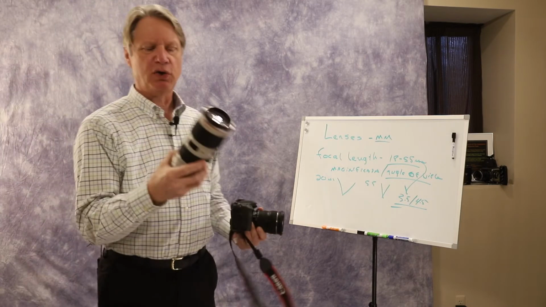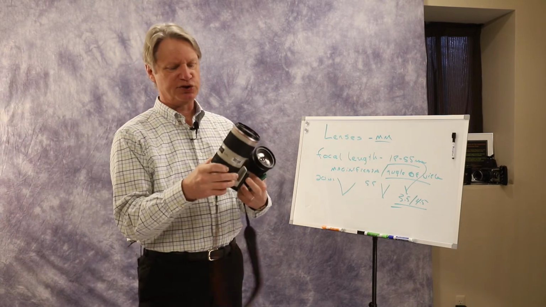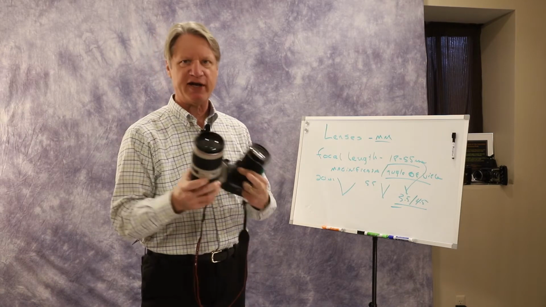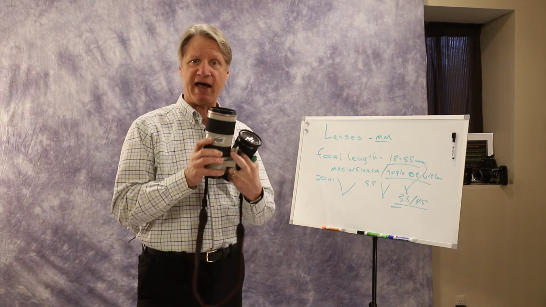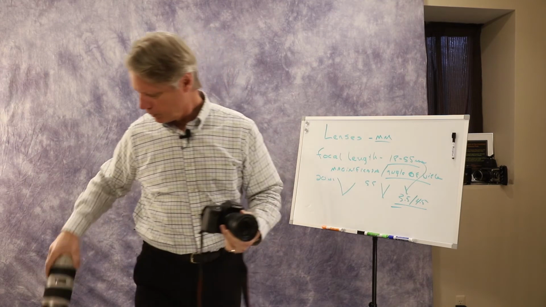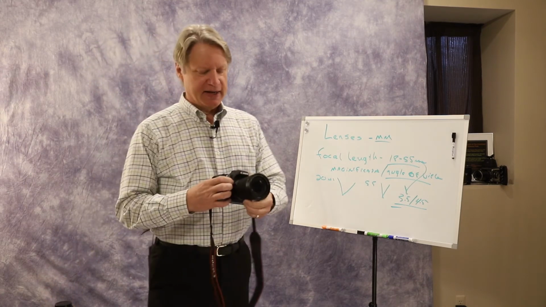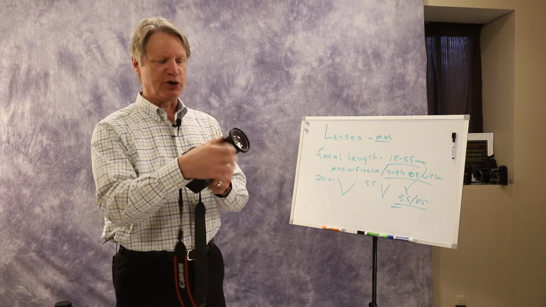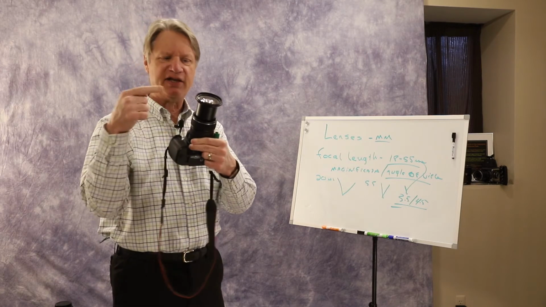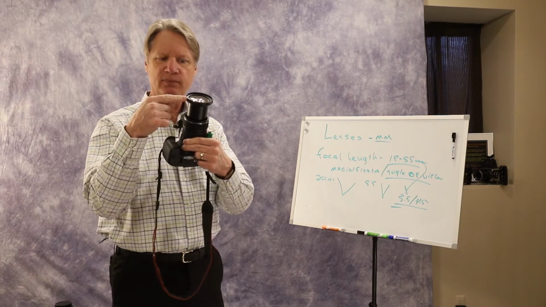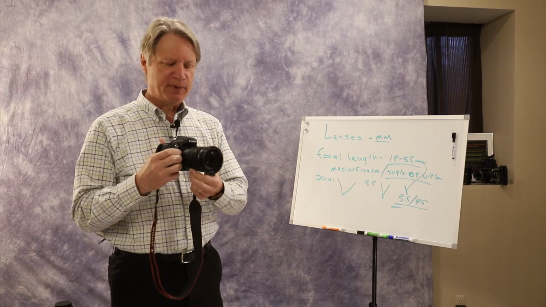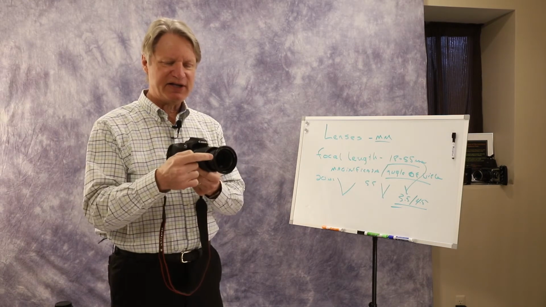You notice on this 70 to 200 I have here, as I change the zoom, right, nothing happens. The lens does not physically change size. The zooming happens internally in the lens, okay? A little more expensive. Now, this one zooms externally, okay? It's very important that this lens never gets hit from the side, okay? It'll take an impact straight on, but you never want to get this lens hit from the side.